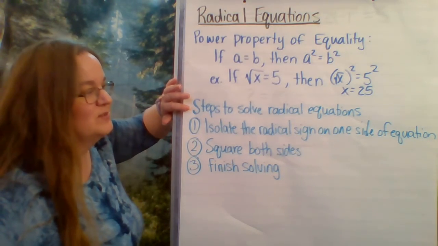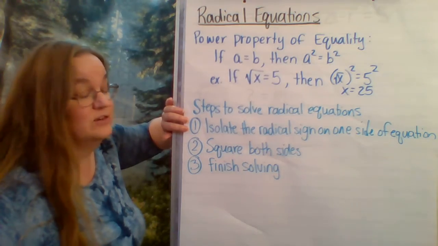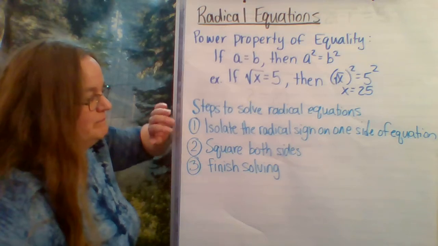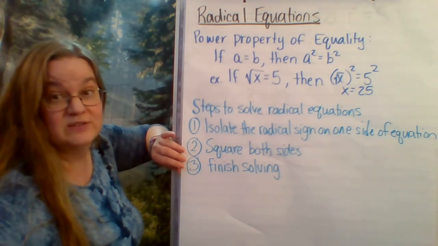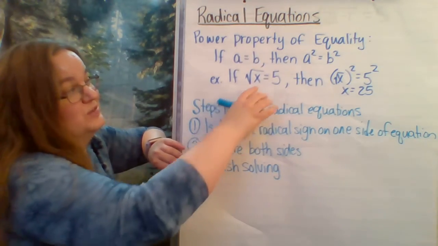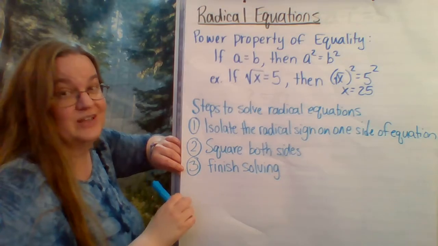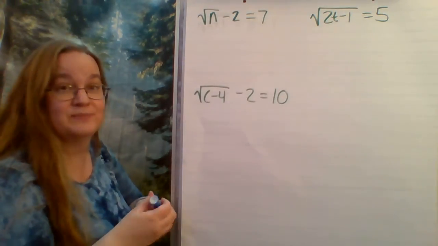The steps to solving radical equations: the first thing is you're going to isolate the radical sign on one side of the equation. This one was already isolated, so I didn't have to do that. Once I've done that, I'm going to square both sides and then finish solving if there's anything like x minus 1 under the radical, then I have a little bit extra at the end. Okay, so let's take a look at some examples.